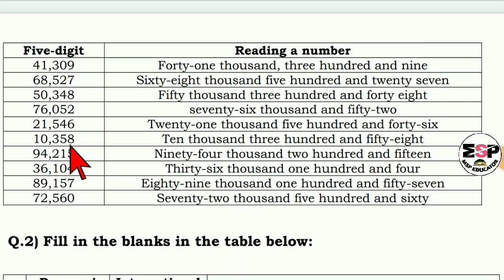21,546. 10,358. 10,358. 94,215. Yes. 36,104. 36,104. 89,157. 89,157. 72,560. 72,560. Yes, children. Everyone understood how to write and read the numbers till 5 digits?